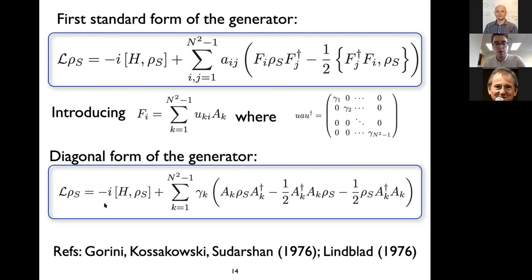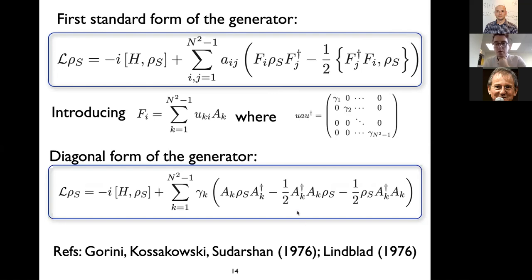So basically what this relation does is it gives us the most general form of the Markovian quantum master equation, or the most general representation of the quantum Markovian master equation. This form of master equation is also what's referred to as the GKSL form, where GKSL refers to the initials of the people who first derived this form of the master equation, namely Gorini, Kossakowski, Sudarshan, and Lindblad.